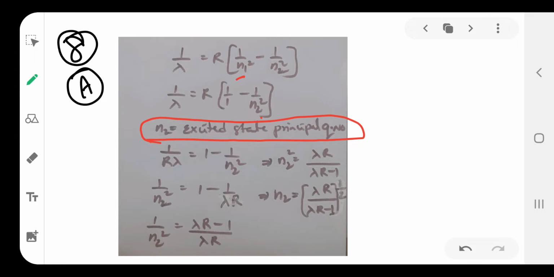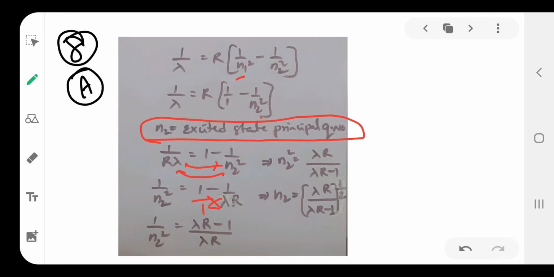Then 1 by n2 square comes to this side, and 1 by R lambda goes to the other side. So 1 by n2 square is equal to 1 minus 1 by lambda R. Then by cross multiplication, 1 by n2 square is equal to (lambda R minus 1) divided by lambda R. Taking the reciprocal, n2 square is equal to lambda R divided by (lambda R minus 1).